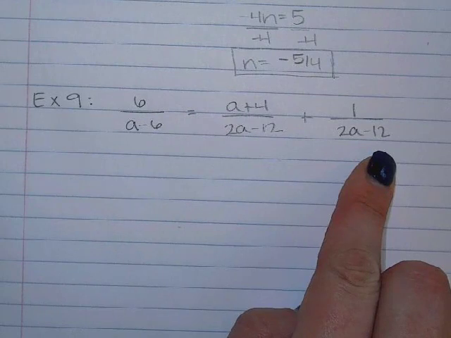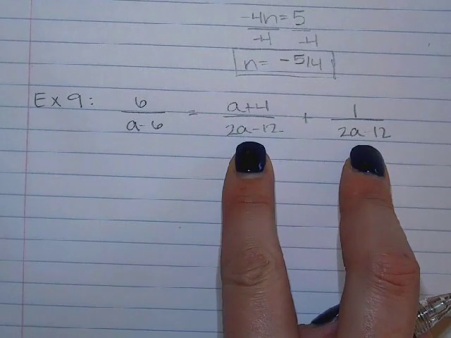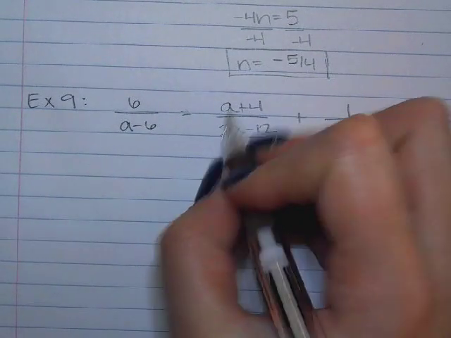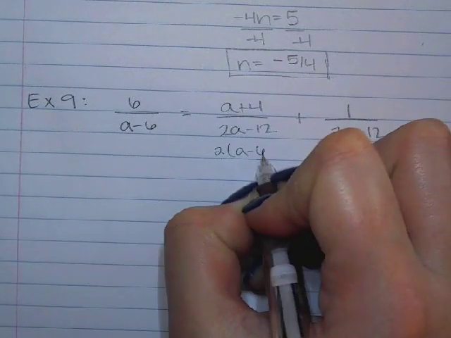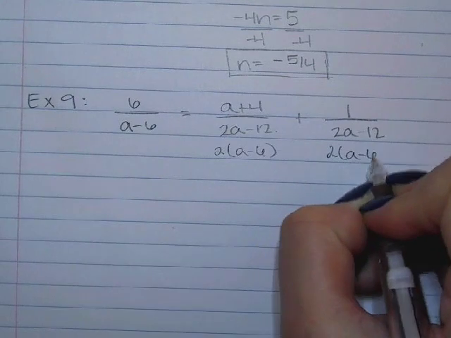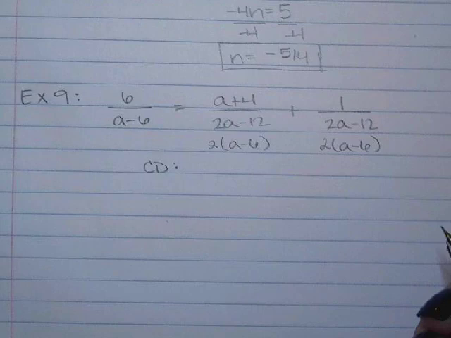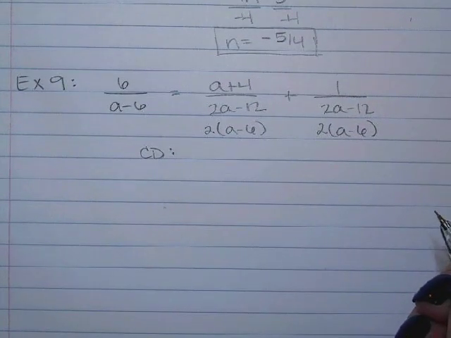We could factor them, and these are GCF factoring. So when we factor those, what do we get? Yeah, 2a minus 6, 2a minus 6. And then once we factor those, it makes our common denominator a lot easier to recognize.